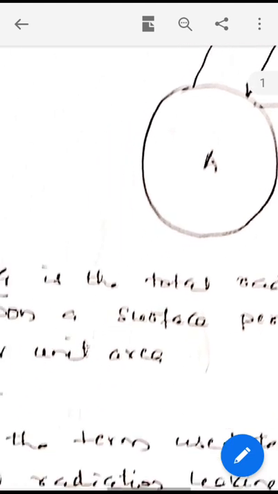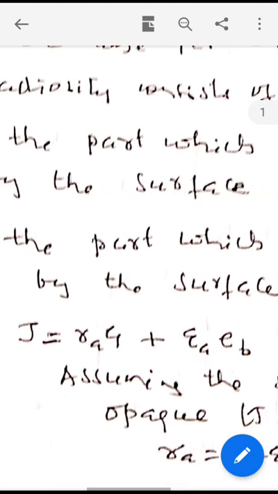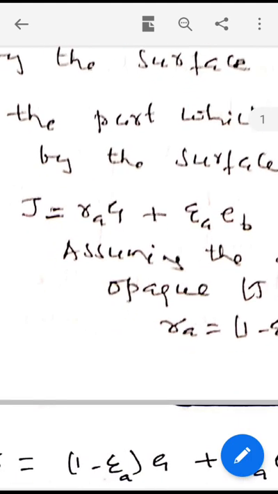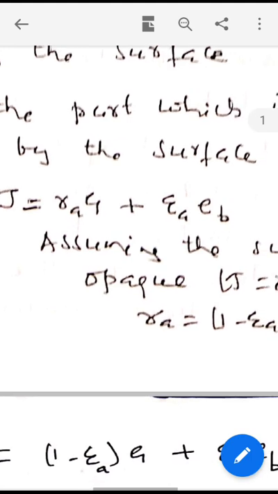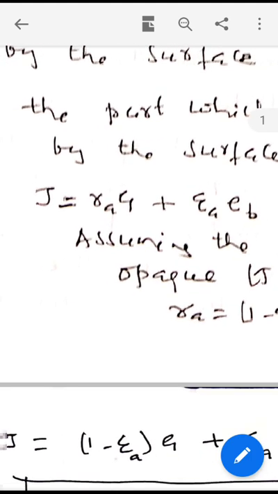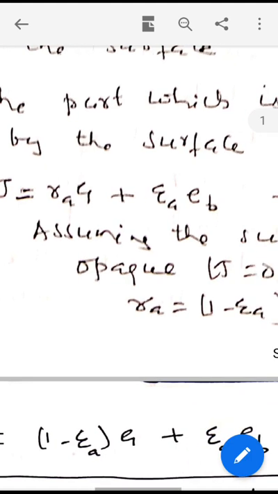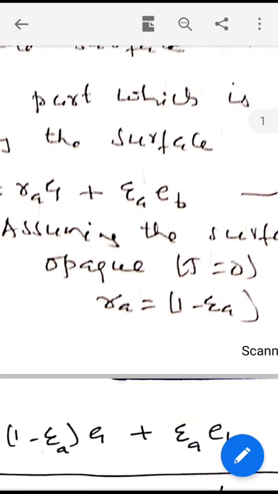Therefore, radiosity J is equal to R_A G plus epsilon_A E_b. Suppose we assume that the two bodies are opaque bodies. Then the transmissivity of an opaque body is equal to 0, tau equal to 0, then R_A will become equal to 1 minus epsilon.